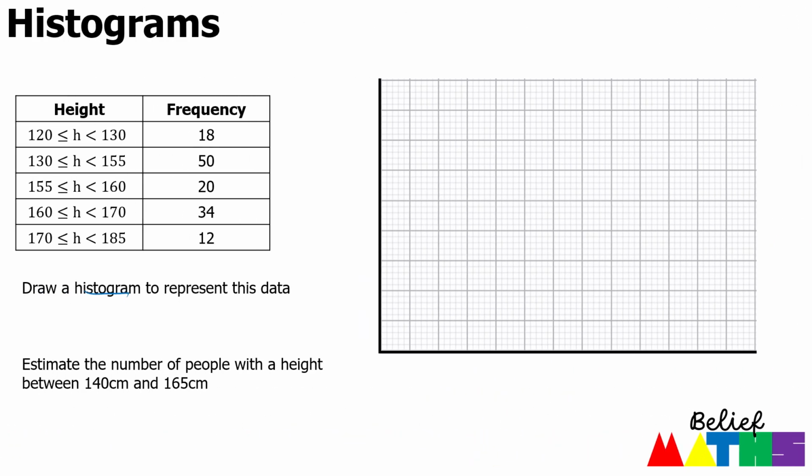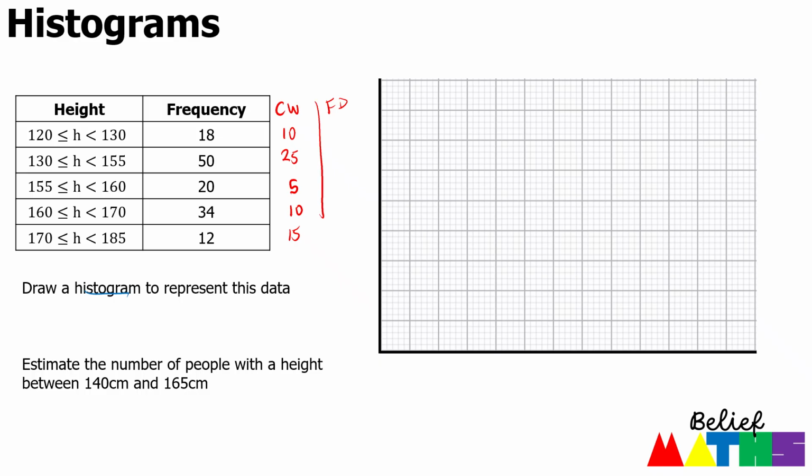Next one we're looking at is histograms. Histogram is one that again often has a mistake, which in this case we need to be very careful with. Histograms mean you need to find the frequency density. So to do that you're going to find the class width first. That's how wide is each of these sections. So that's 10, 25, 5, 10 and 15.